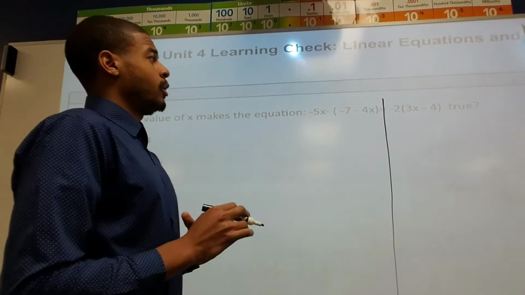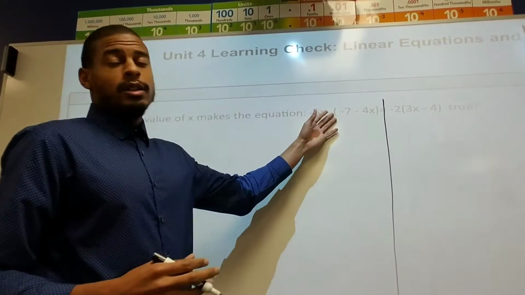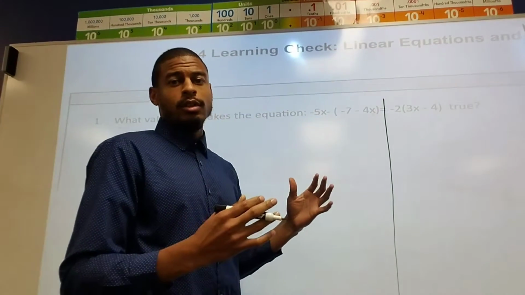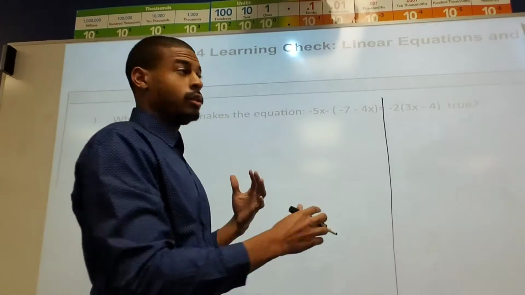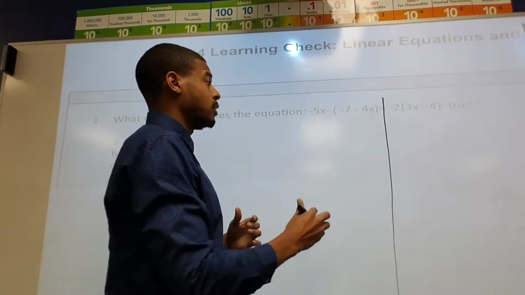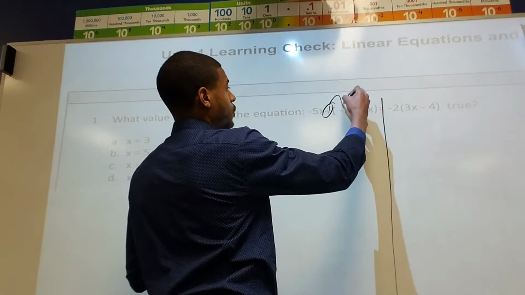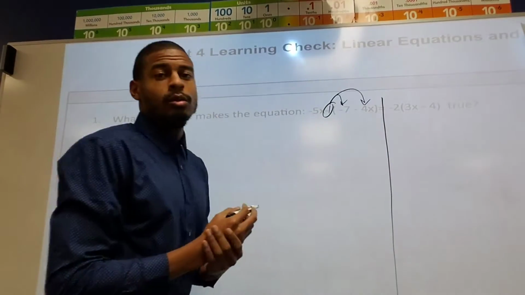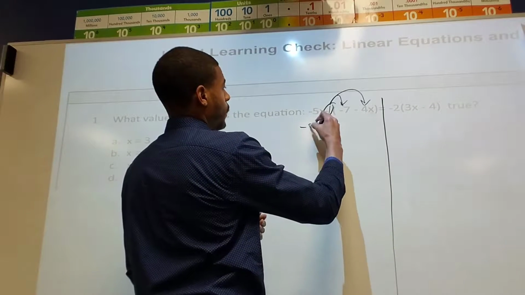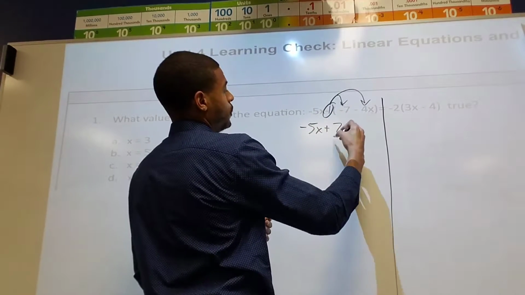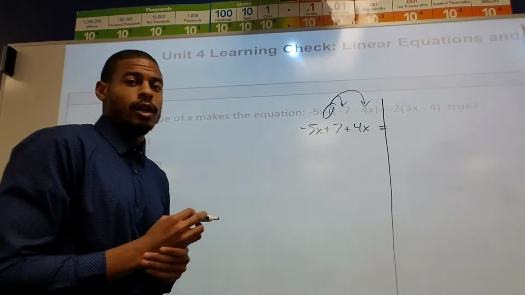Now we're going to distribute to get rid of the parentheses, our first step. Since there is a minus sign next to the parentheses, we're going to distribute that negative sign to everything inside the parentheses. Essentially that's a negative 1. We distribute that negative 1 to the negative 7 and the negative 4x. So now I have negative 5x plus 7 plus 4x. Okay, so I distribute that negative sign.